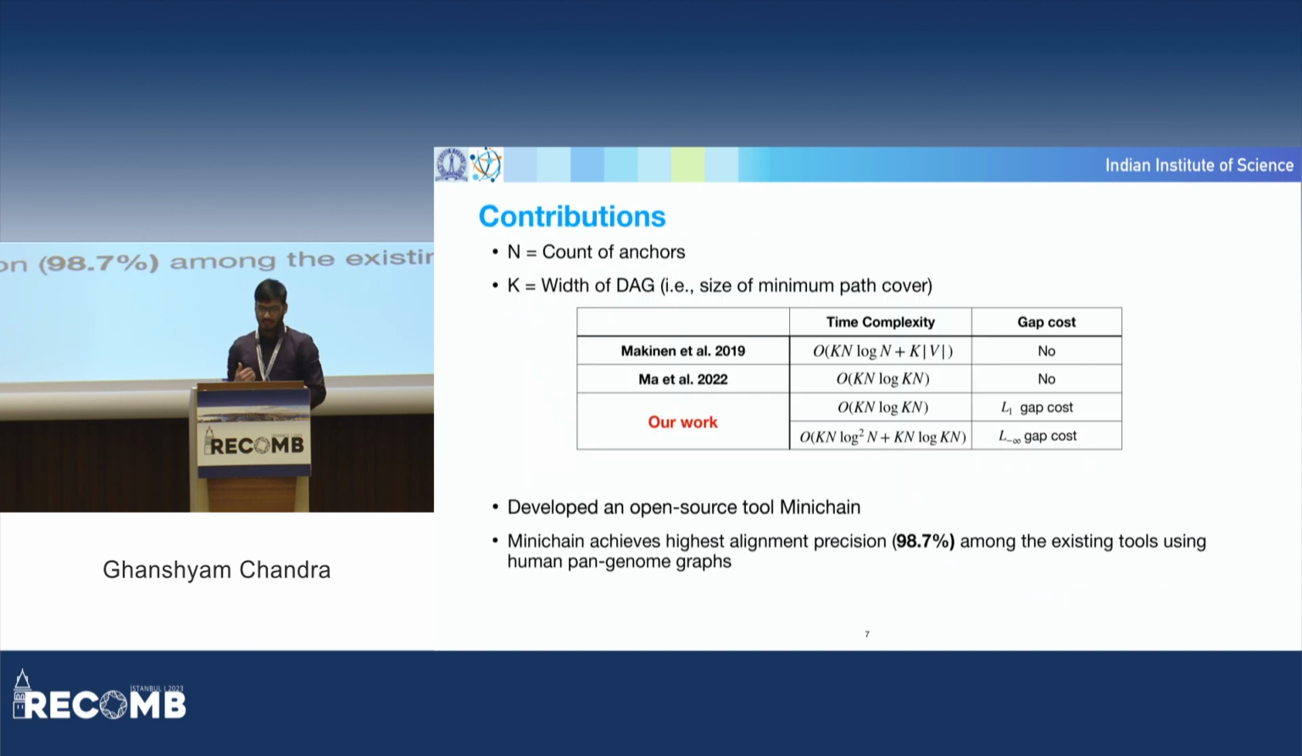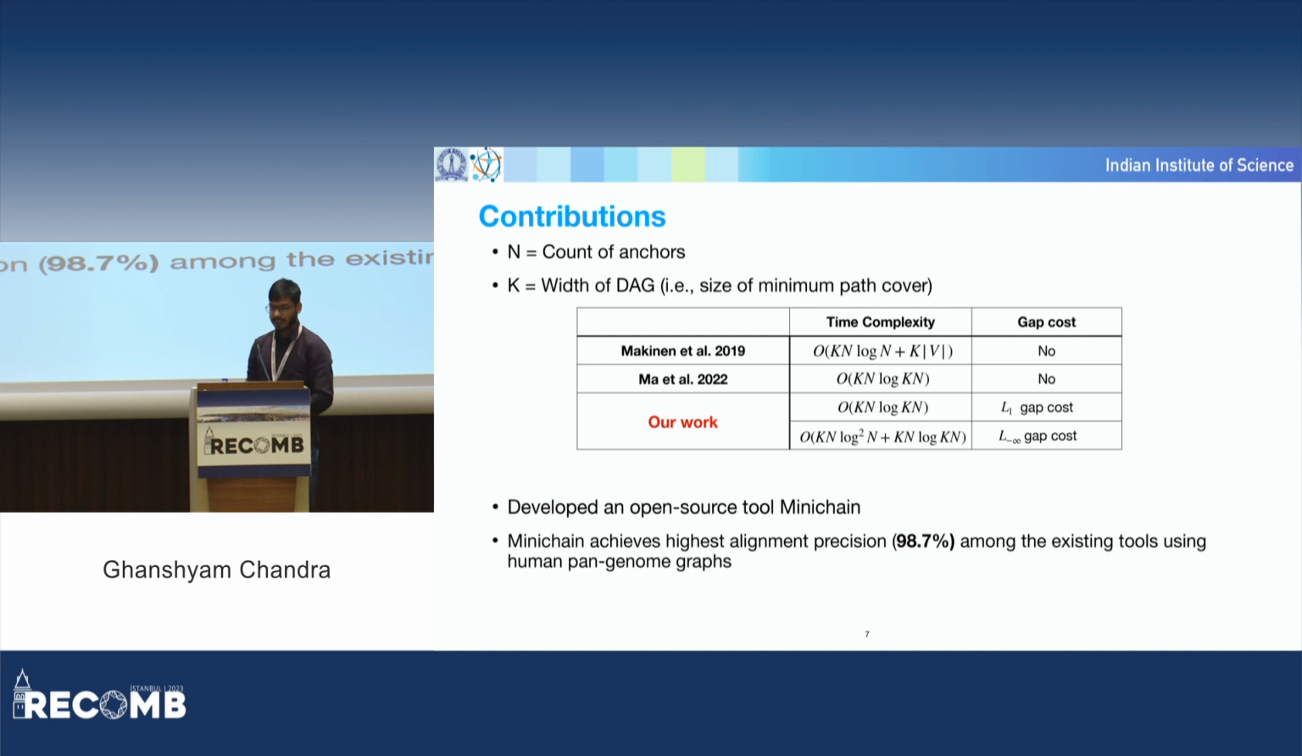So I'll highlight the contributions of our work. Given n is the count of anchors and a is the width of a DAG. Earlier works solve the collinear chaining between sequence and DAG in polynomial time, but they do not account for gap. In our work, we are also solving the collinear chaining between sequence and DAG in polynomial time, but we are also incorporating different gap costs.